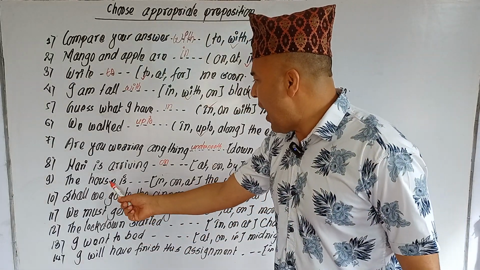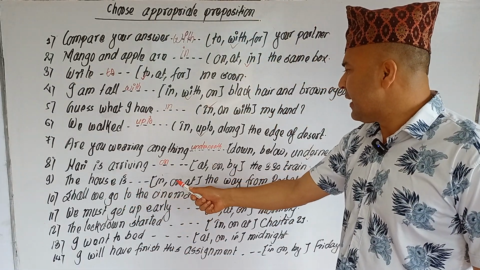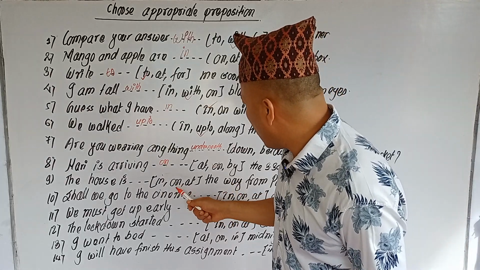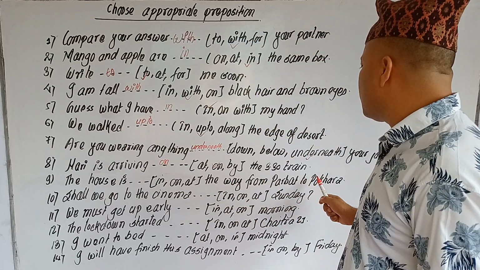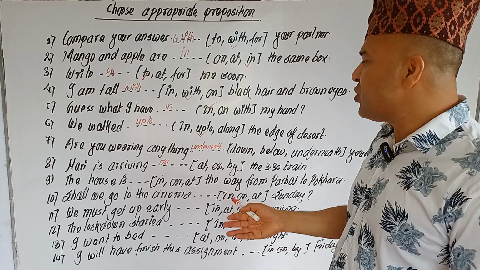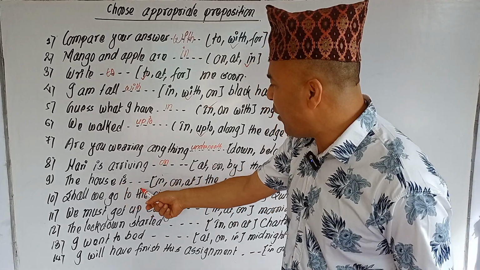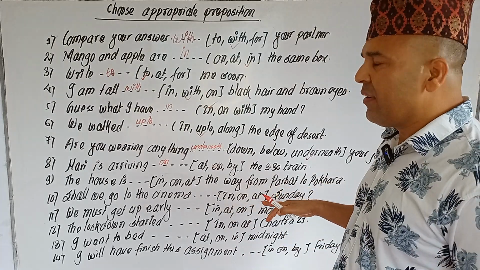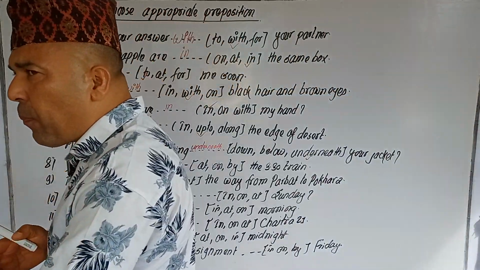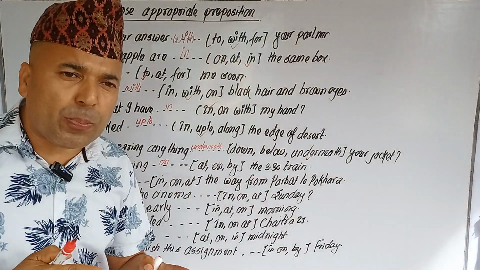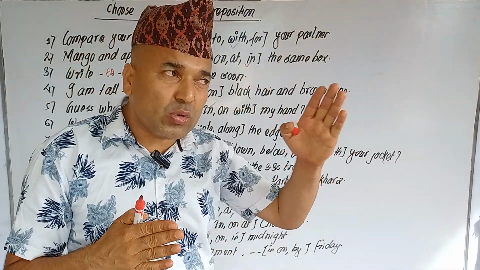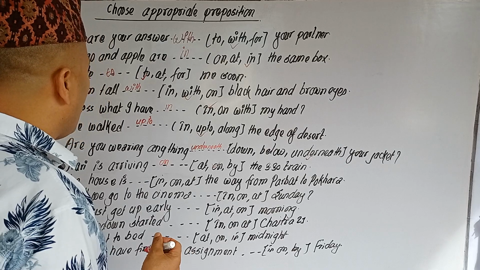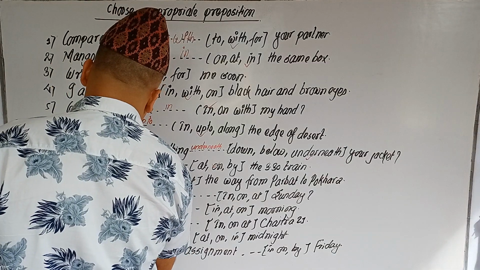Same thing. The house is in, on, or at the way from Parbat to Pokhara. The way means the vehicle is moving, or suppose you are moving, the way is going on. At that time you have to use on.